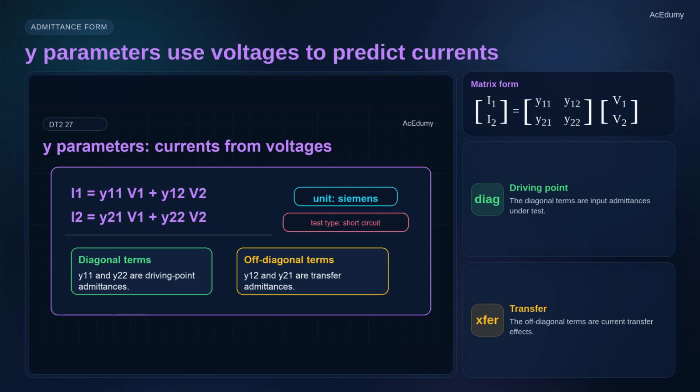It writes port currents as functions of port voltages. The diagonal terms are driving point admittances, and the off-diagonal terms are transfer admittances. Every Y value has the unit Siemens.